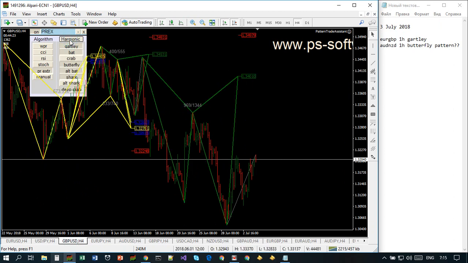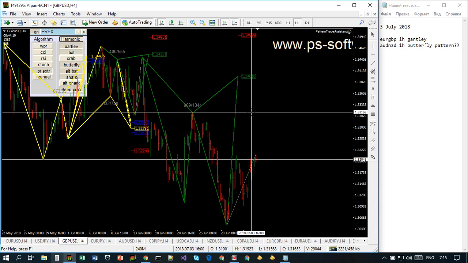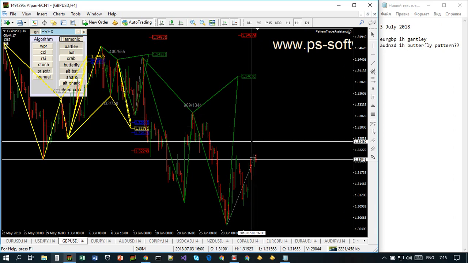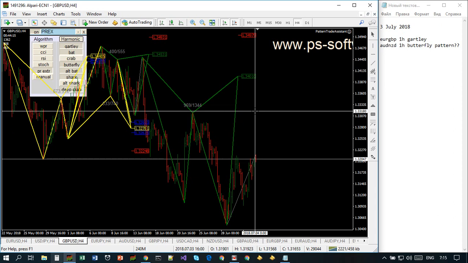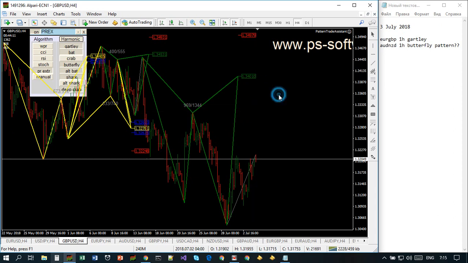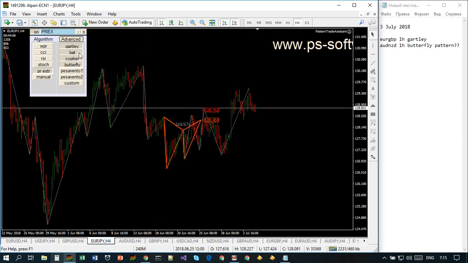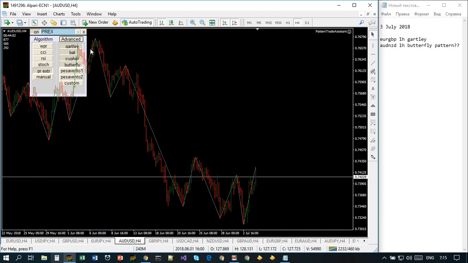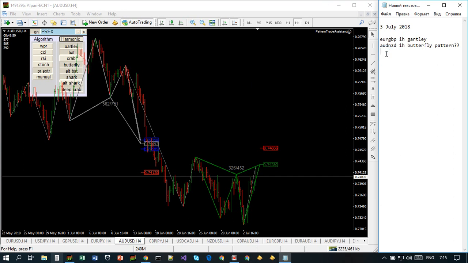Same with... Okay, potential shark. We now have 32. A 100 pip move to the upside is needed at least to think about the shark completion. Then let's go Euro yen, Aussie dollar. Okay, now we have it.